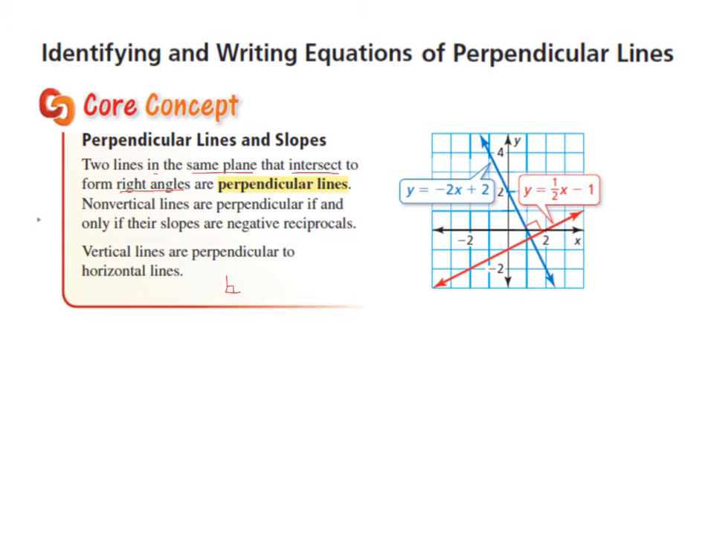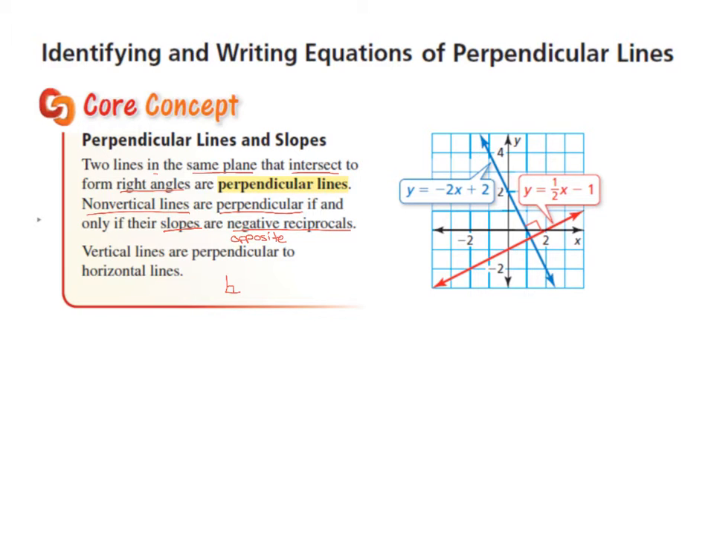Non-vertical lines are perpendicular if and only if their slopes are negative reciprocals. Negative reciprocals are also called opposite reciprocals, and it's a little more common to say that they're opposite reciprocals. Let's go over a refresher of what that means.